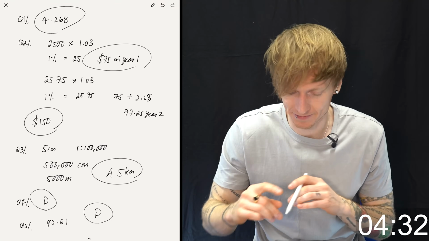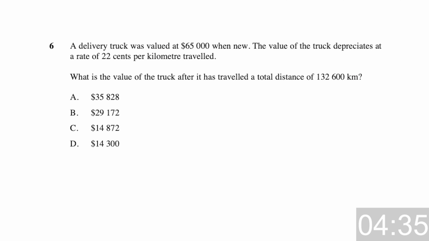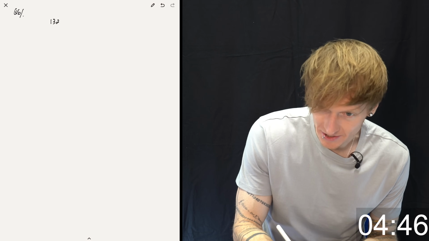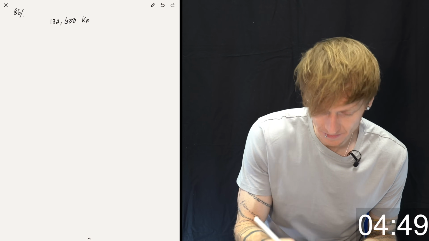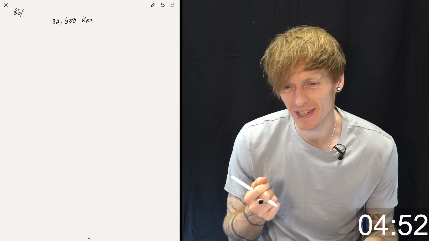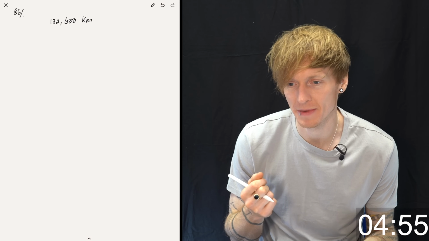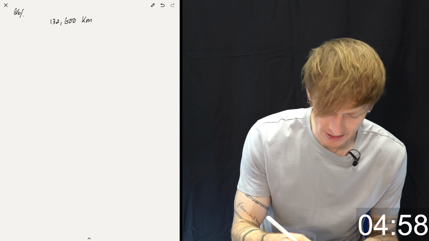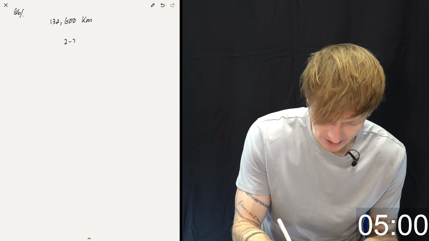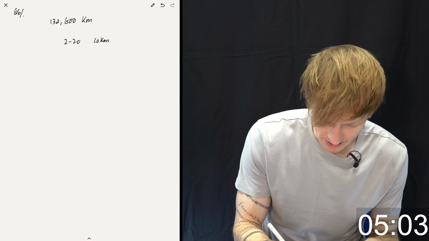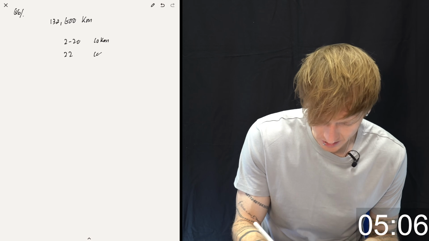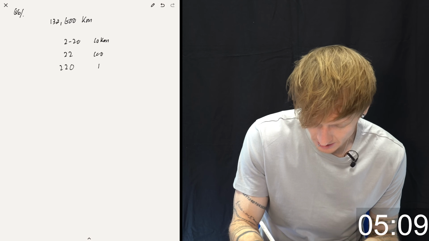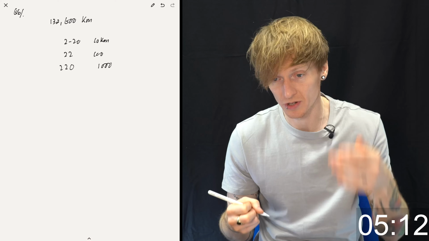Okay, 6. A delivery truck was valued at $65,000. The truck depreciates at a rate of 22 cents per kilometer. I need a calculator. God damn it. 132,600 km and 22 cents per kilometer. So that means it's going to be $2.20 for 10 km. It's then going to be $22 for 100. It's going to be $220 if it's done 1,000, but it's done 132,000.